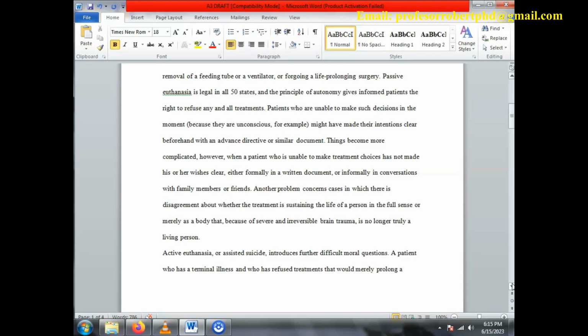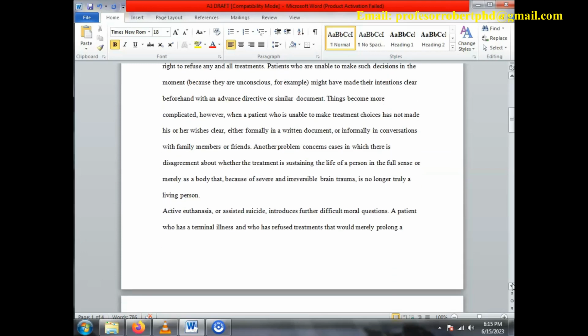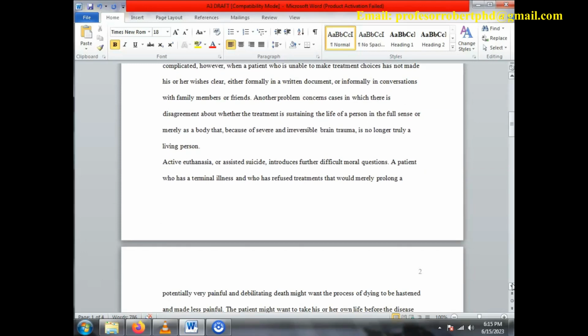Another problem concerns cases in which there is disagreement about whether the treatment is sustaining the life of a person in the full sense, or merely a body that, because of severe and irreversible brain trauma, is no longer truly a living person. Active euthanasia, or assisted suicide, introduces further difficult moral questions.